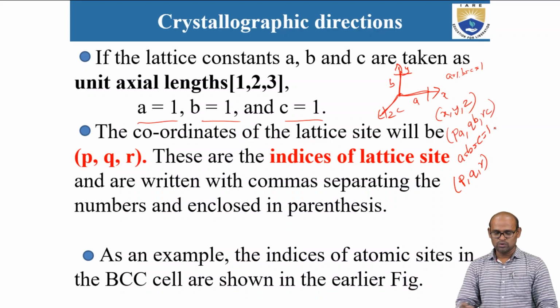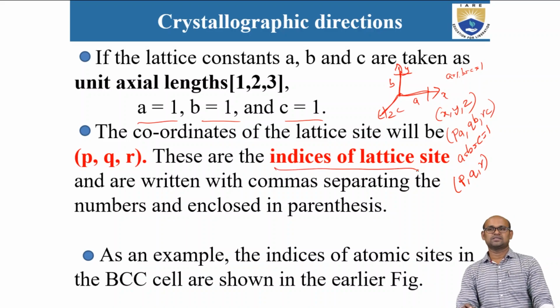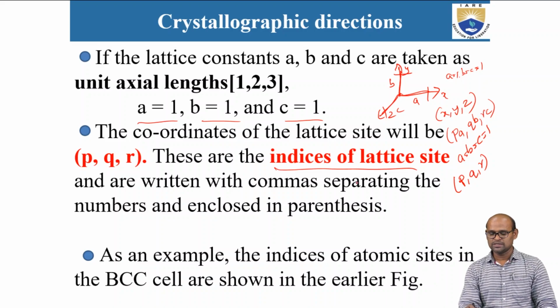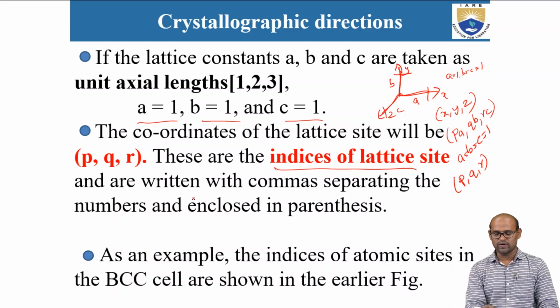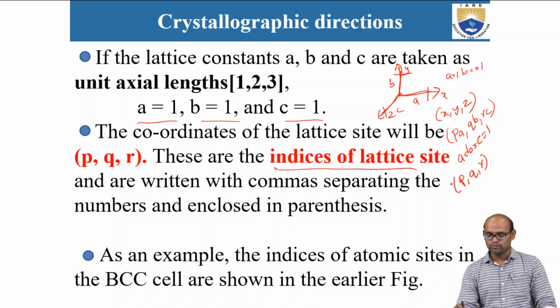Okay, so now these are the indices of the lattice site. So now we can represent the position of a lattice site by these indices p, q, r, written within commas, separating the numbers and enclosed in parentheses.